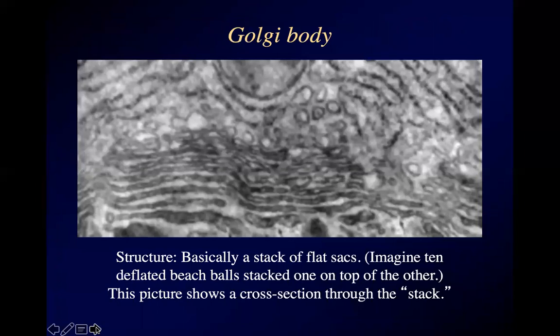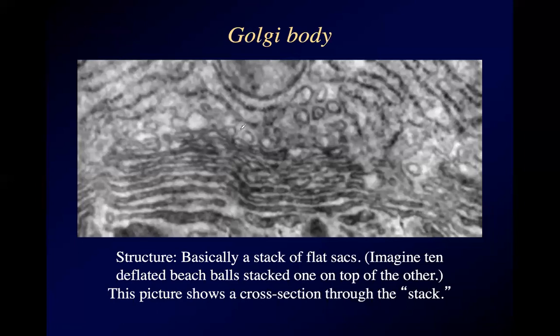And then going back to the rough ER, I talked about your salivary gland cells that are constantly producing amylase enzyme. That's a protein. That protein passes through the folds of the endoplasmic reticulum and ends up getting passed to a structure that looks like a stack of flat sacks. The best model I can come up with is imagine you've got 10 deflated beach balls stacked one on top of the other. Or maybe like a stack of pancakes, except the pancakes are hollow on the inside. That's more or less what the Golgi looks like, or Golgi body.